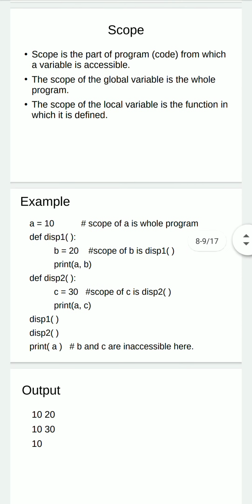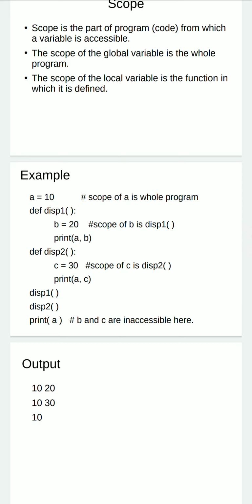Here I am presenting an example. a = 10. a is the global variable, and we have defined two functions, disp1 and disp2. disp1 has a local variable b, and disp2 has its local variable c, and hence disp1 can access only a and b, because a is the global variable and it is accessible from the whole program, but b is the local variable of disp1 and b is accessible only in disp1 and not from outside.